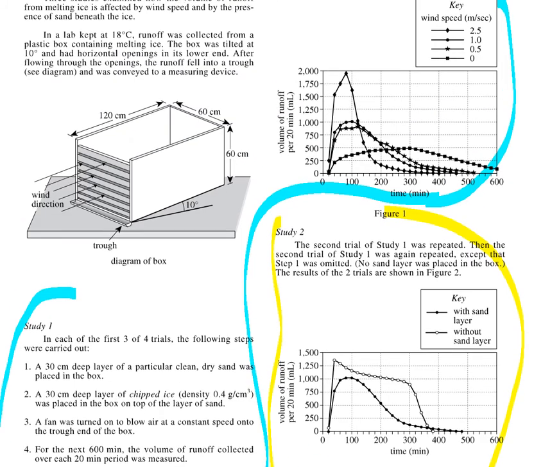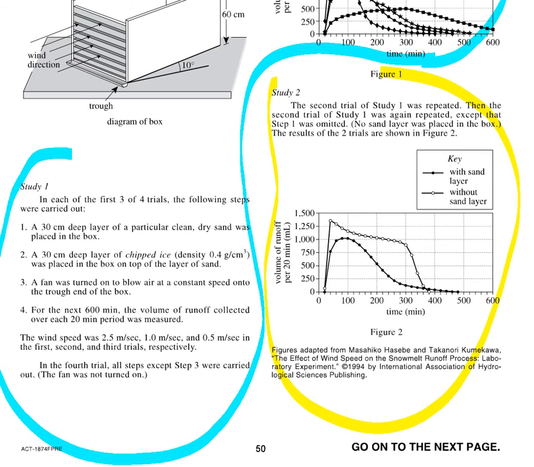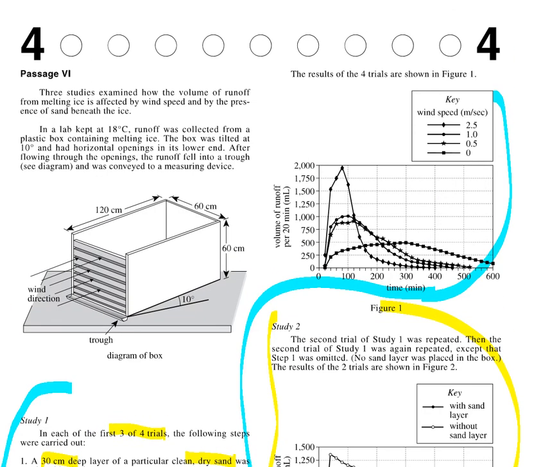Okay, so let's look at study number 1. I'm going to ignore this top part because it really is not that important. In study number 1, there is some sand about 30 centimeters deep, and there is 30 centimeters of ice. There is a fan that is turned on, and it runs for 600 minutes, and they are catching the runoff, the melting of the ice. And then there are 4 trials. The first trials have different wind speeds, and in the fourth trial, there is no fan. So when you look at this chart, here are the wind speeds, here's the time, here's the measuring of the volume of the runoff.